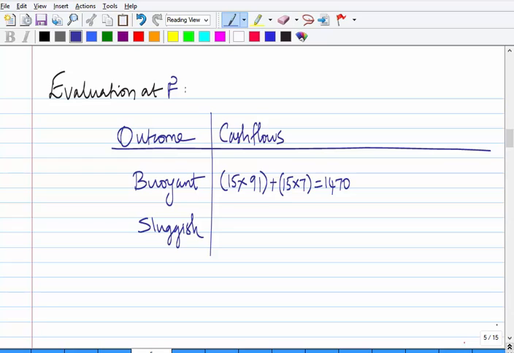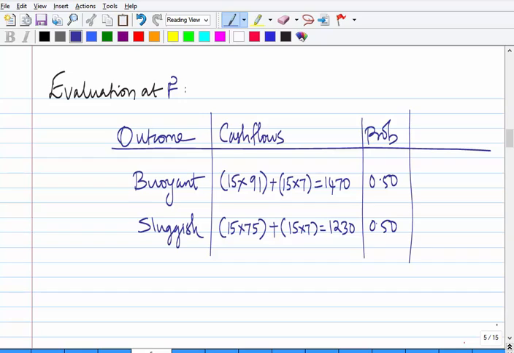And if the market is sluggish, what happens is you'll be able to sell these 15 flats at 75, plus of course the rent on 15 flats at 7, and that's going to be 1230. But these cash flows carry a probability. The probabilities are 0.5 each. So I can find out what is known as the probable cash flows now. Probable cash flows is nothing but the product of these two. That is 1470 into 0.5, we get 735. And 1230 into 0.5, we get 615.